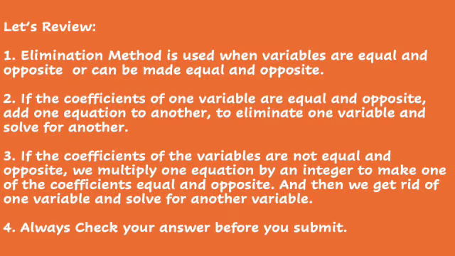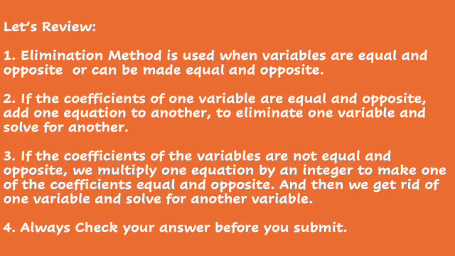Let's review the key points now. First point is elimination method is used when variables are equal and opposite, or they can be made equal and opposite. Second point is if the coefficients of one variable are equal and opposite, we just add one equation to another and we get rid of one variable and then solve for another. Third point is if the coefficients of the variables are not equal and opposite, we multiply one equation by some integer to make the coefficients equal and opposite.